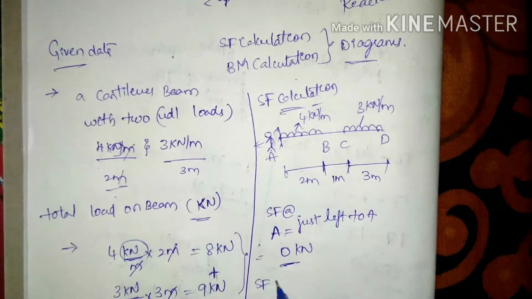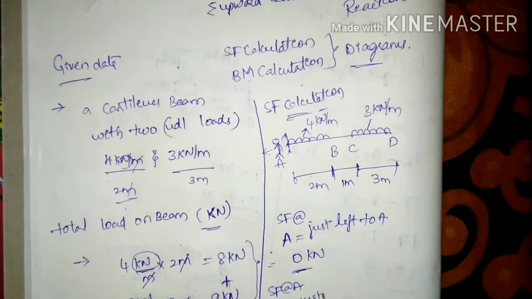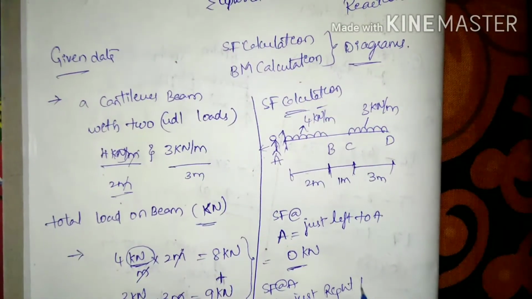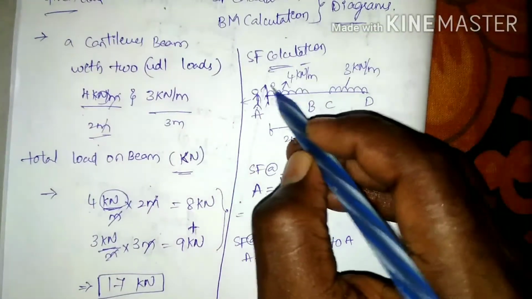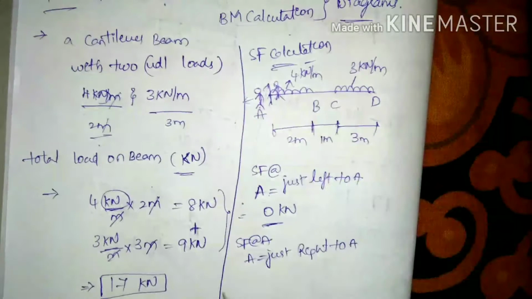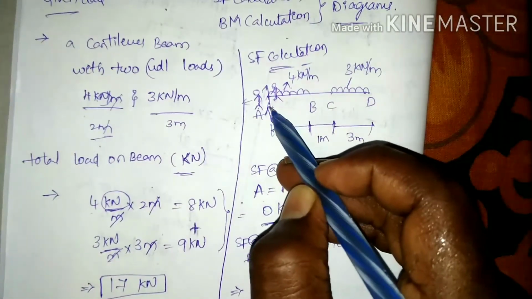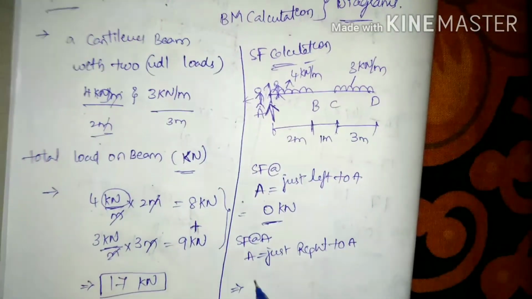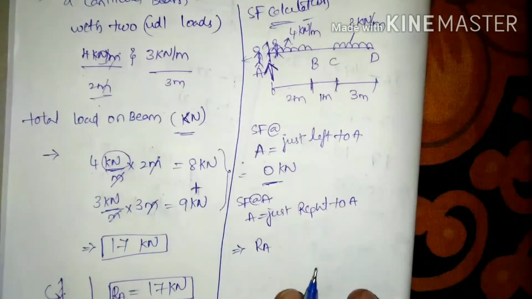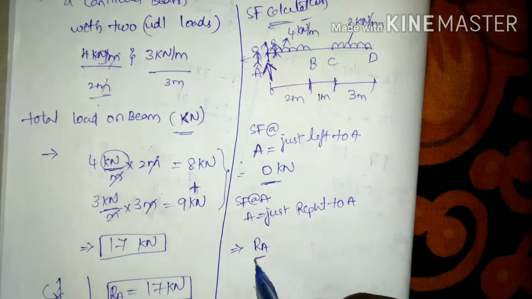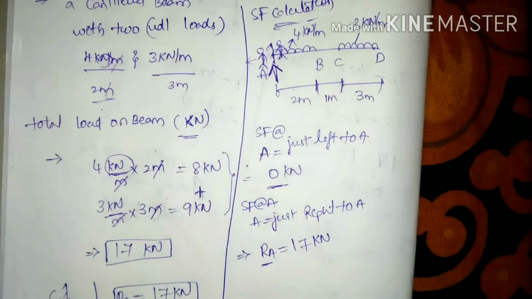Next, shear force at A just right to A. Just right to A, we find the RA reaction in the upward direction. The value of shear force at A just right to A is only RA, and the value of RA is equal to 17 kilonewtons.